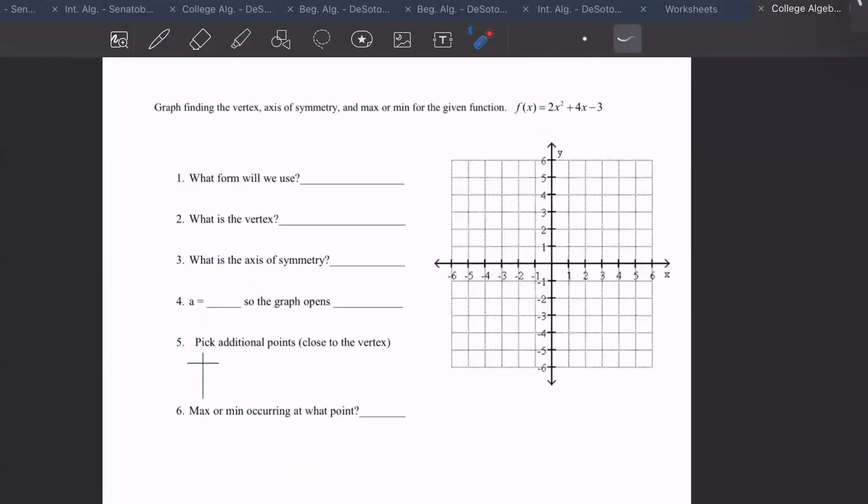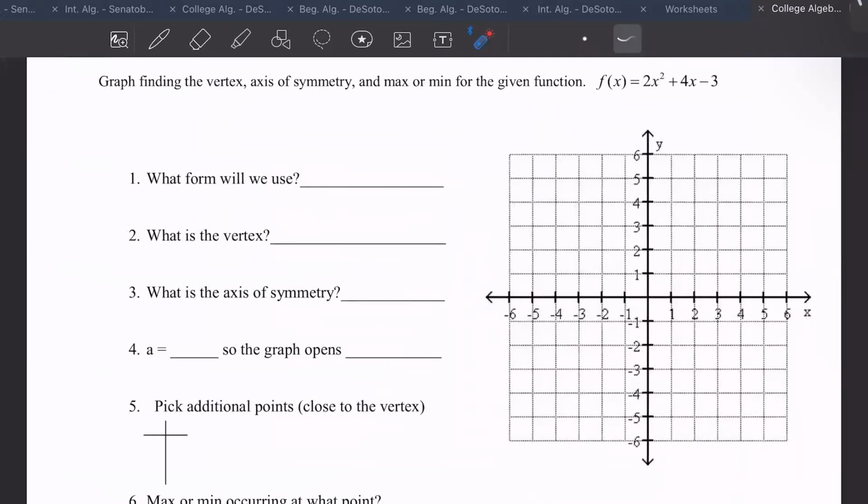All right, so let's do some examples. It says graph by finding the vertex, the axis of symmetry, and max or min for the given function: 2x squared plus 4x minus 3. What form are we going to use? We're going to use ABC form. That one's an easy question.